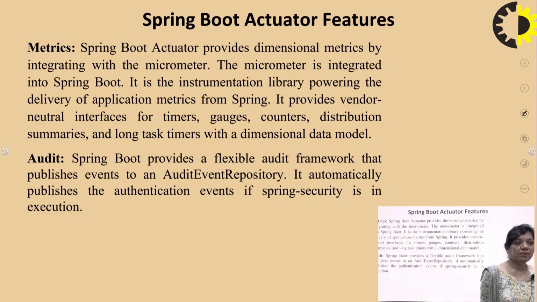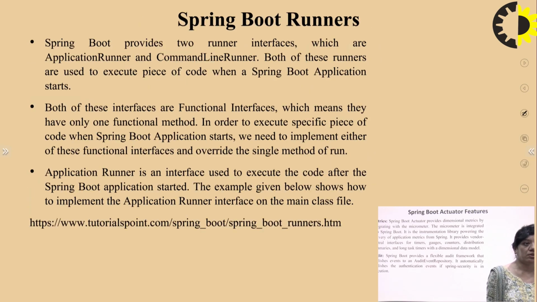Metrics. The Spring Boot Actuator provides dimensional metrics by integrating with Micrometer. Micrometer is integrated into Spring Boot. It is an instrumentation library powering the delivery of application metrics from Spring. It provides a vendor-neutral interface for timers, gauges, counters, distribution summaries, and long task timers with a dimensional data model. Next is audit. Spring Boot provides a flexible audit framework that publishes events to an audit event repository. It automatically publishes the authentication event if Spring Security is in execution.